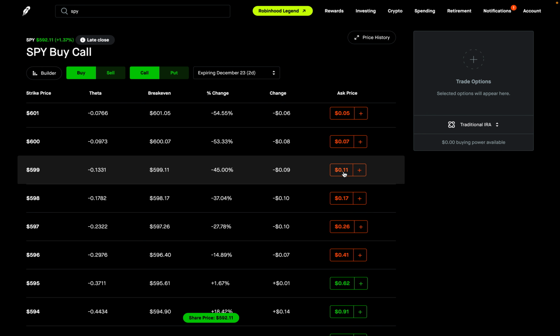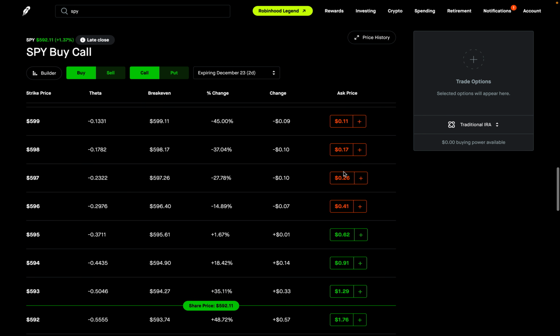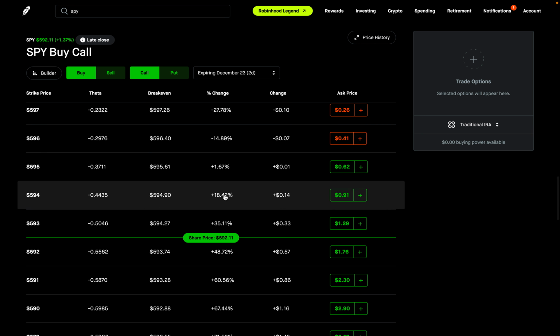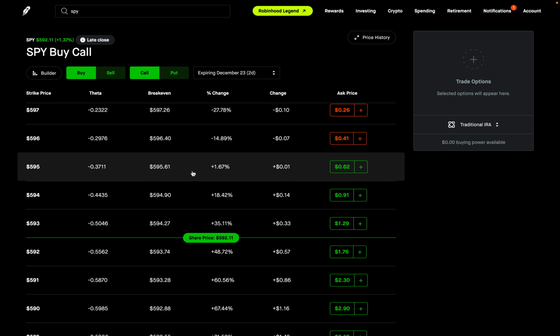However, the problem with out of the money options is that their value is 100% made up of time value, which means if the price of the stock does not move above or below the strike of your call or put by the end of the day, you're going to lose 100% of your investment in one single day.